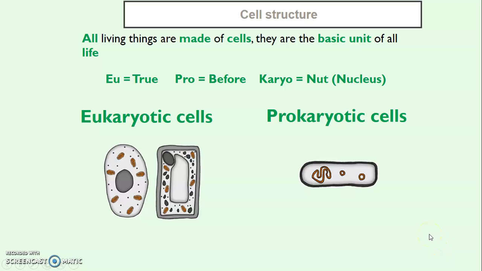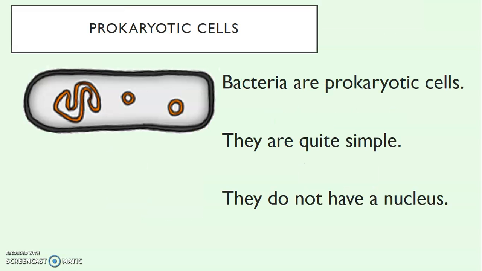All living things are made of cells, and we say that cells are the basic unit of life. We put them into two groups, eukaryotic and prokaryotic. Karyo means nucleus. Pro means before, so prokaryotic cells don't have a nucleus, they are before the nucleus. Eu means true, so a eukaryotic cell has got a nucleus.